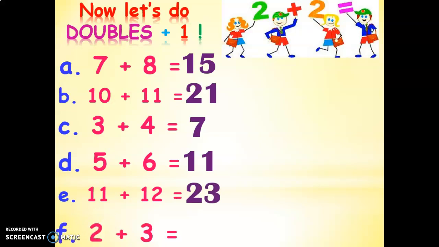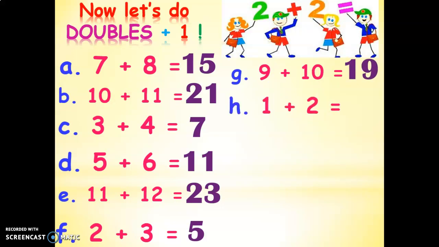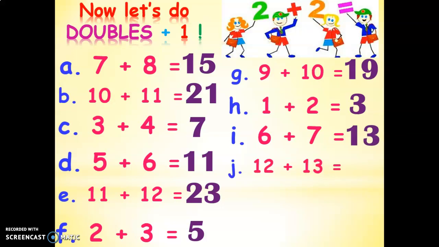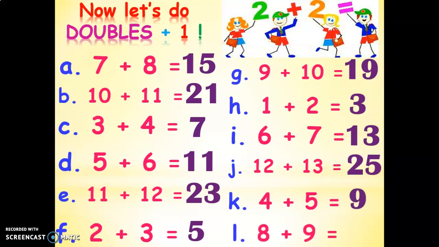Now for letter F, 2 plus 3 is 5. Letter G, 9 plus 10 equals 19. Now for letter H, we have 1 plus 2 equals 3. Letter I, 6 plus 7 is 13. For letter J, we have 12 plus 13 equals 25. For letter K, 4 plus 5 equals 9. And the last one, 8 plus 9 is 17.